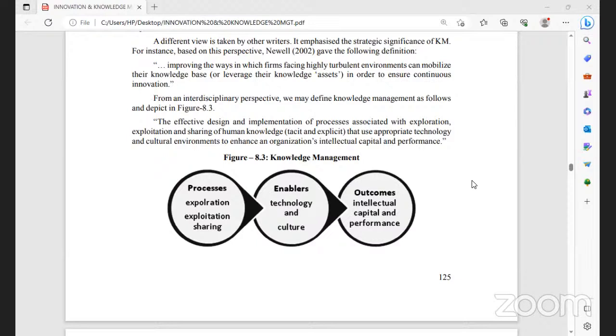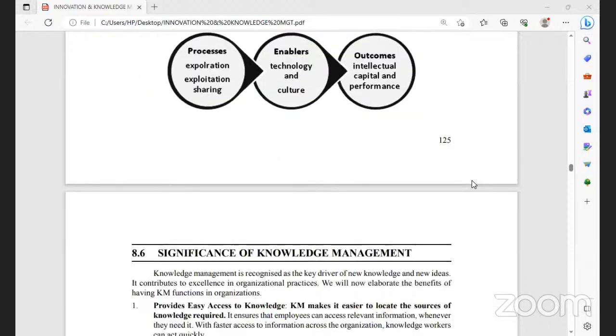Means relating to patent submission, patent filing, this intellectual property. Those who are very intellectual relating to knowledge perspective, they can make new innovations using this knowledge management, and they can get a royalty, name, fame, and huge money in the form of royalty.